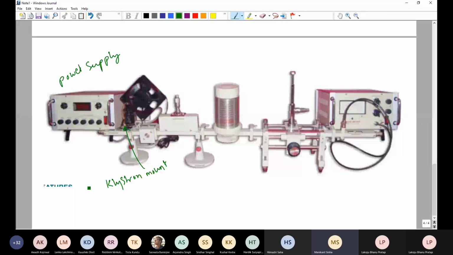In fact, we have both the gun power supply as well as the klystron power supply in our lab, which you could see. And then you see one square box next to the power supply, next to the klystron oscillator. That is the isolator. Okay, Banu, just mark the isolator also.